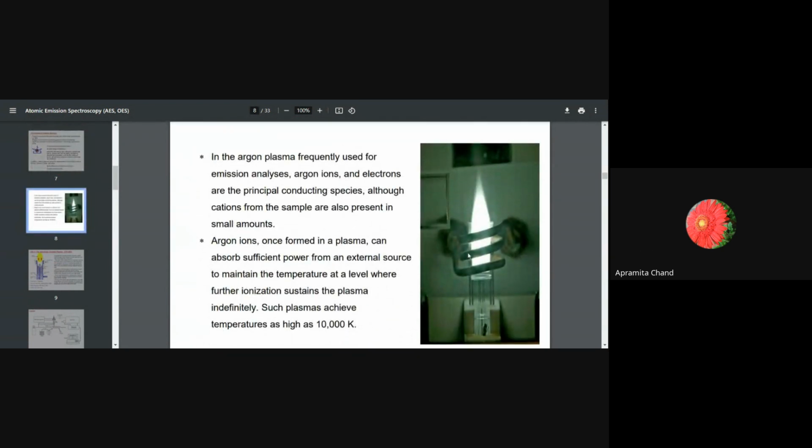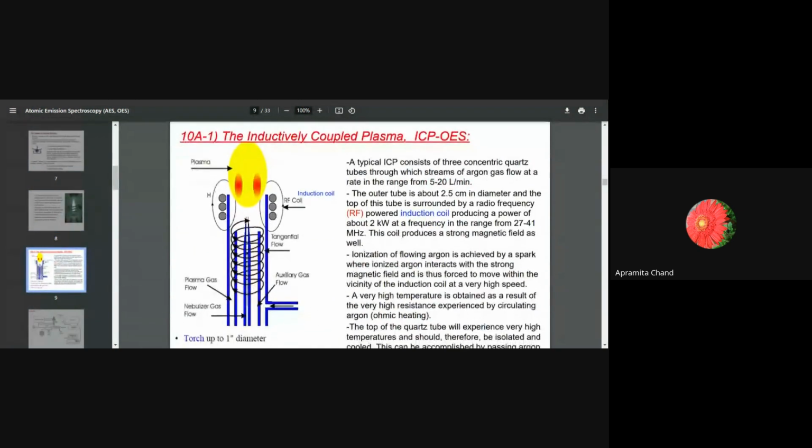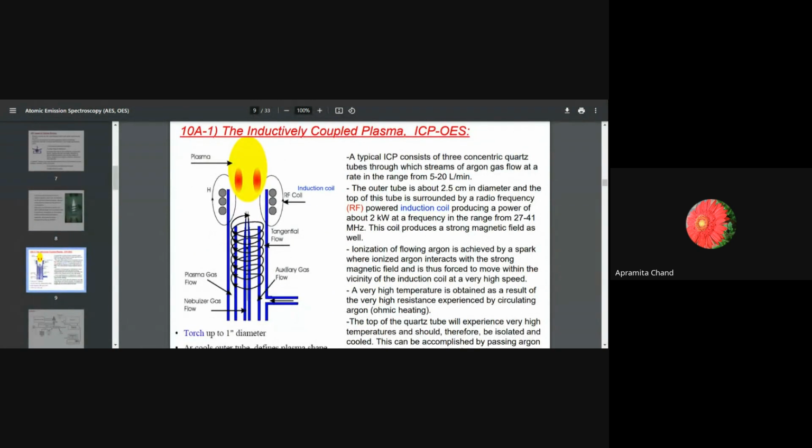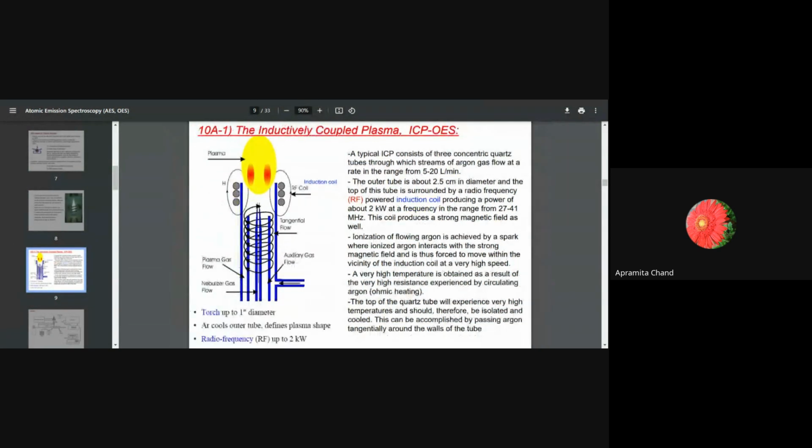And argon is used because plasmas involving argon can achieve very high temperatures, greater than 7000 K. And here is how the torch looks. The components of the torch have come in your exam question. So here is the ICP torch.